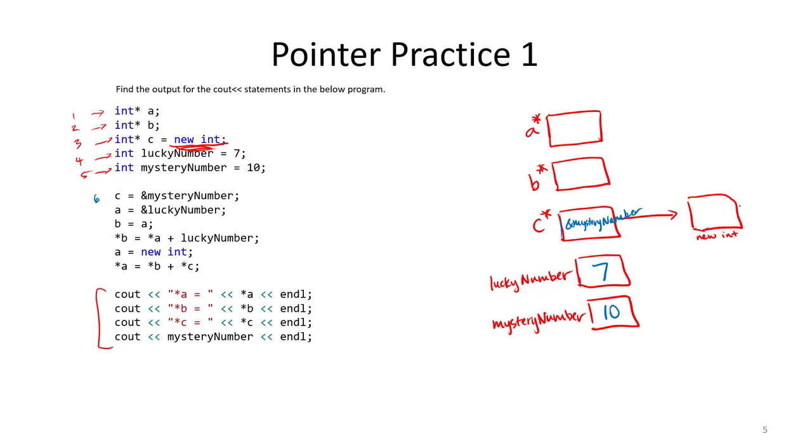That means instead of pointing at my new int, my pointer C is instead going to point at mystery number. So I'm no longer pointing at that new int. The new int has been abandoned.